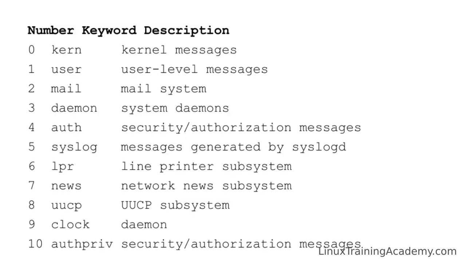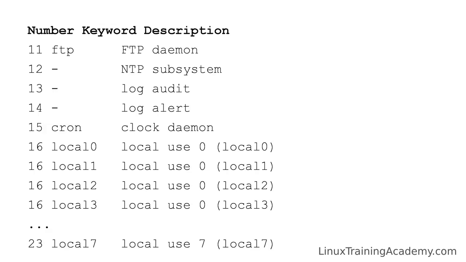Facilities are used to indicate what type of program or what part of the system the message originated from. For example, messages that are labeled with a kern facility originate from the Linux kernel. Messages that are labeled with a mail facility come from applications involved in handling mail. Each facility has a number and a keyword associated with it. Notice the local facilities. They are local0 through local7. You can use these for your own custom applications.